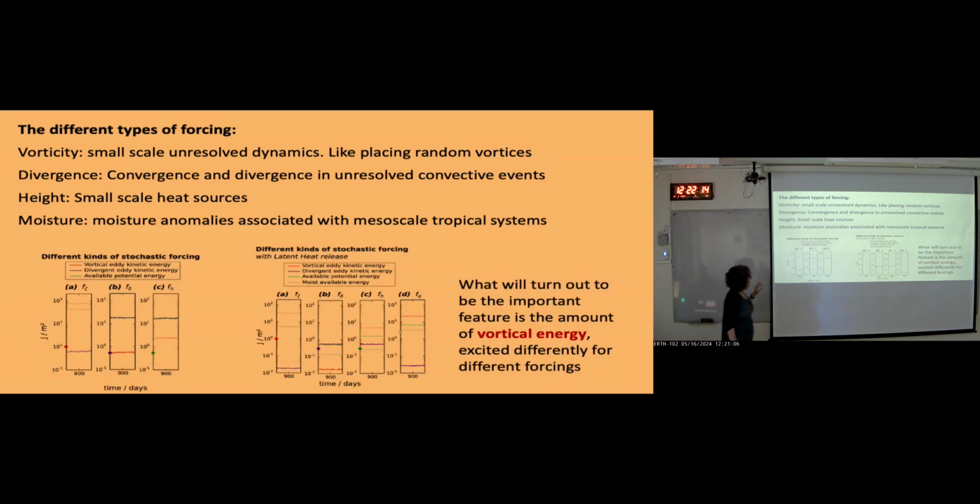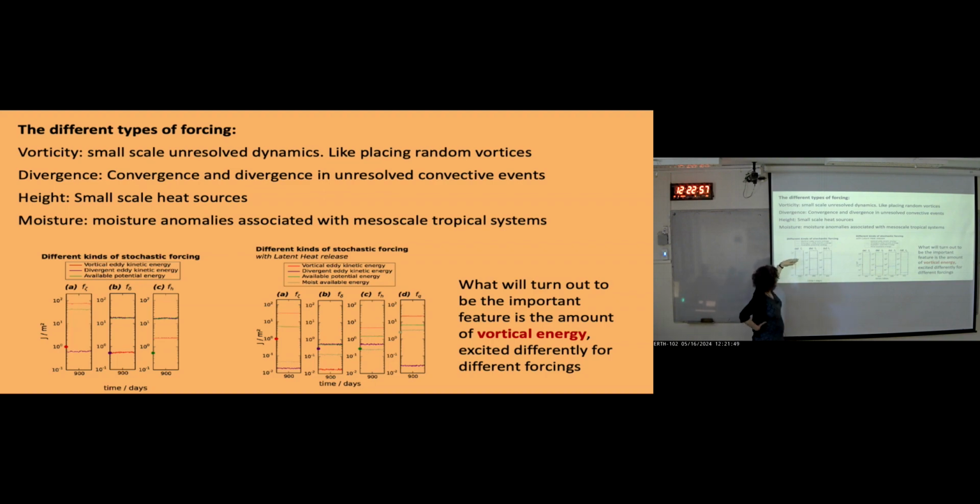Okay, and what turns out to be, we force one variable, but then we can look at the equilibrated levels of vertical kinetic energy, rotational kinetic energy, potential energy, and latent energy. And this is what we get. Okay, so we have 7 different runs. For the dry, we have vorticity, divergence, and height forcing. And for the moist, we have vorticity, divergence, height, and moisture forcing. And these dots show the level of energy you put in, and then you have the level of equilibrated energy.